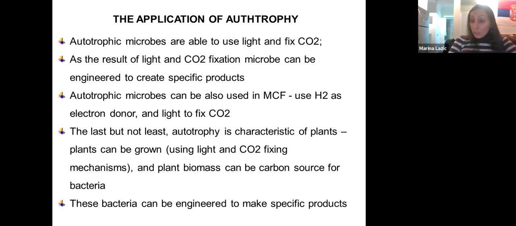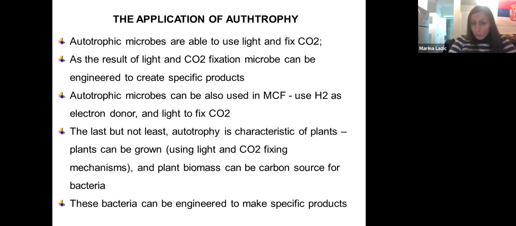Here are some applications of these autotrophic or photosynthetic organisms that can make their own food. Since they are able to use light and fix carbon dioxide, there is pretty much always an available source of food. As the result of light and carbon dioxide fixation, microbes can be engineered to create specific products. So the fuel is there. We have carbon dioxide, there is light, that's an unlimited source. It's sustainable.